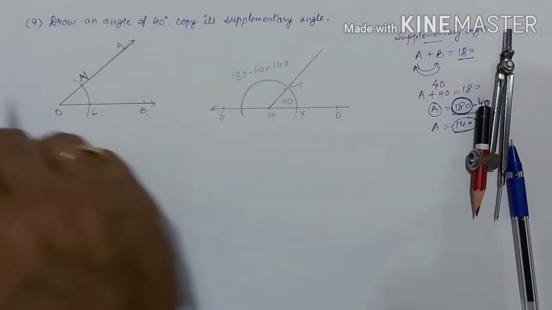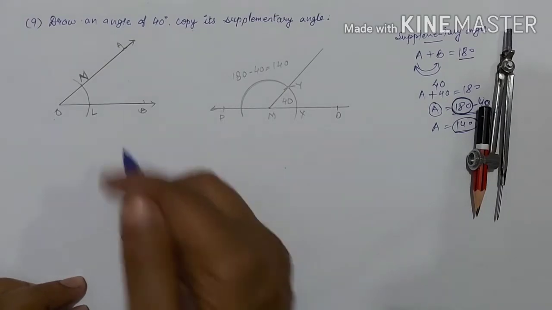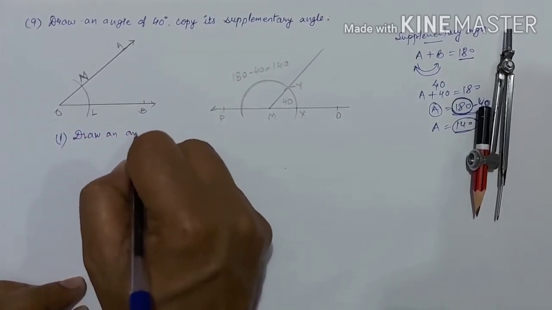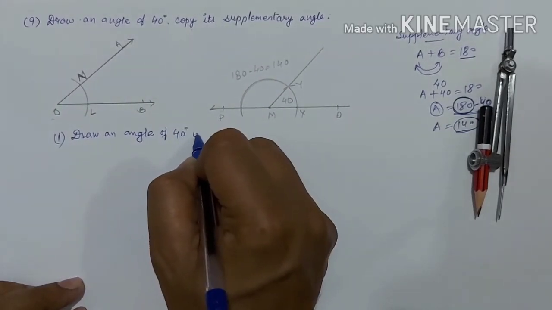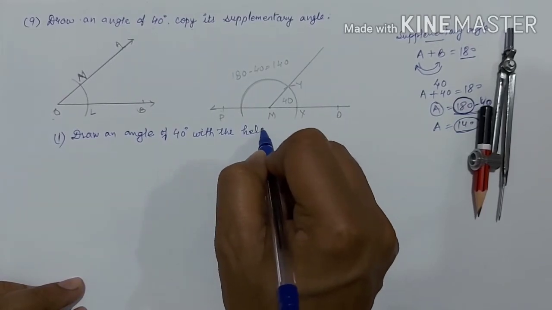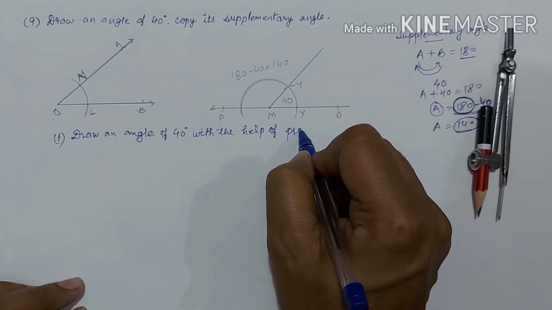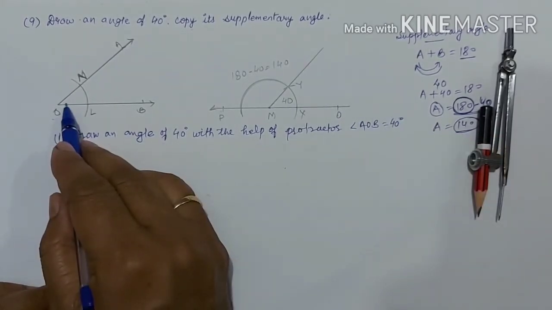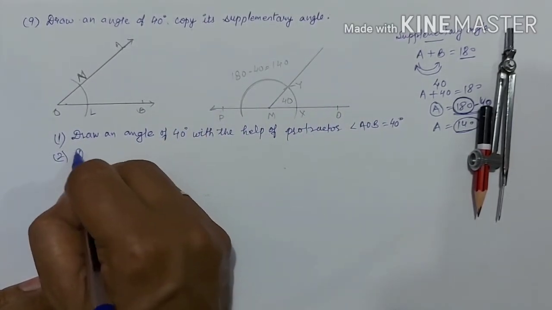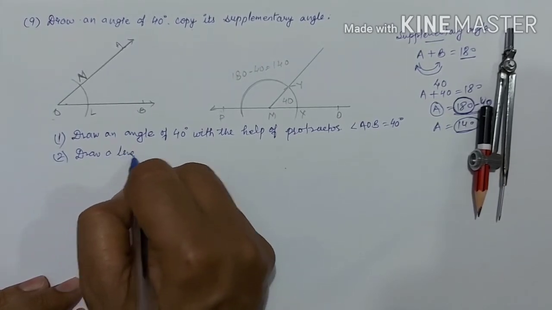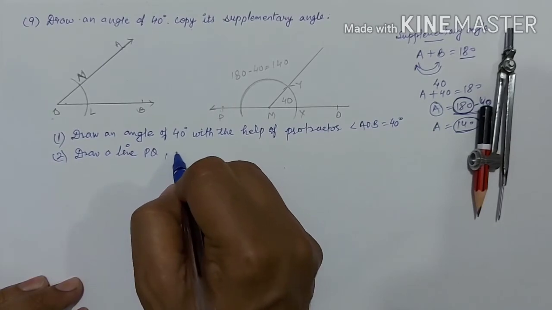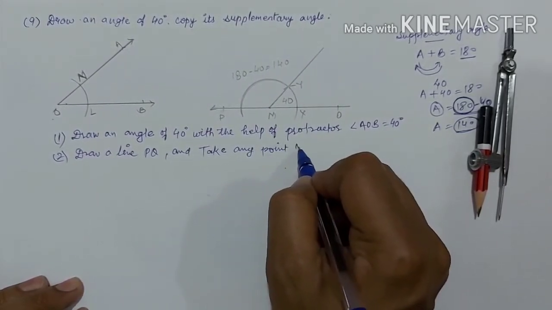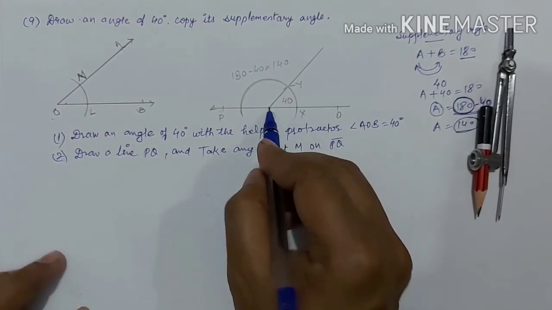Okay, now write the steps. First, draw an angle of 40 degrees with the help of a protractor, and then the angle AOB is 40 degrees. Second, draw a line PQ and take any point M on PQ. This is the point M.